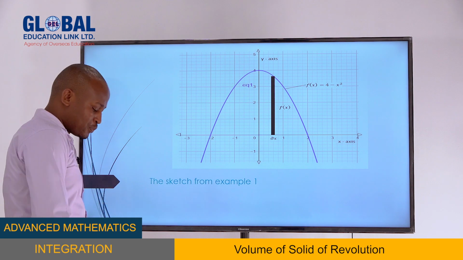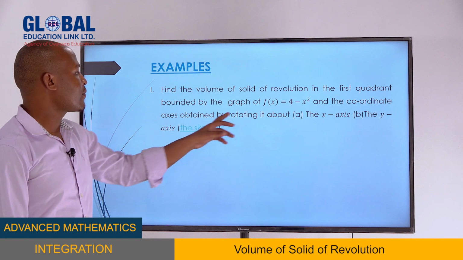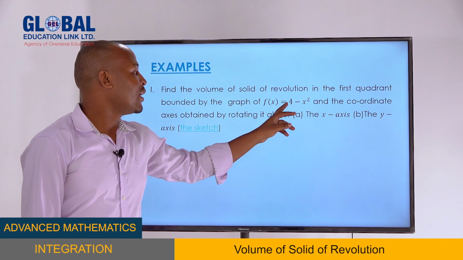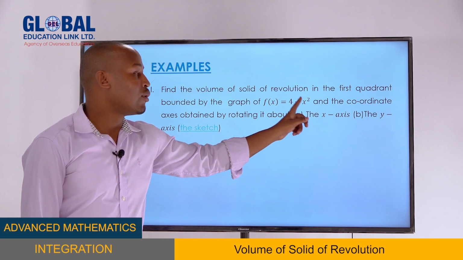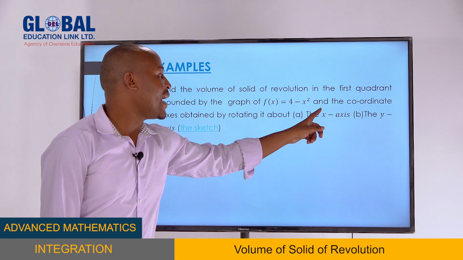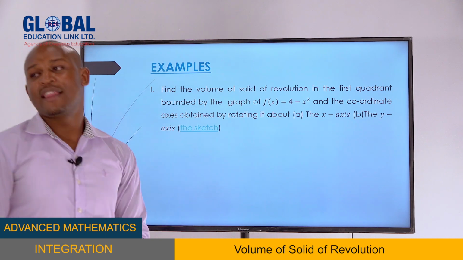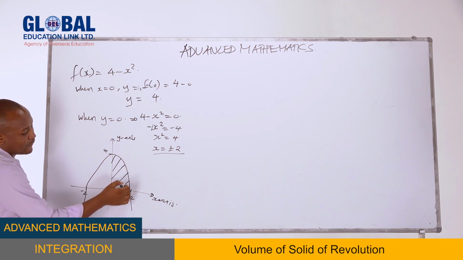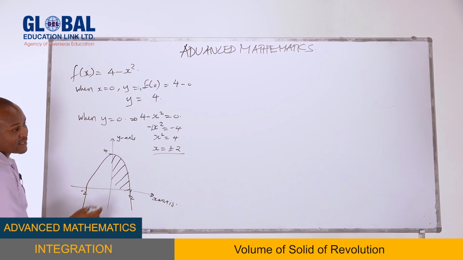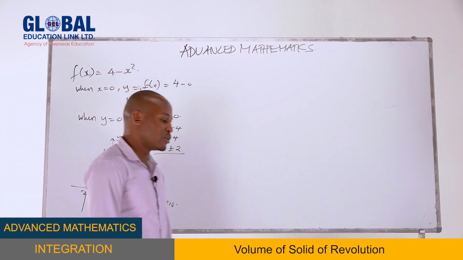But remember, the question said the function f of x is equal to 4 minus x squared and the coordinate axes, that means they bound this function. We are trying to look for the volume of revolution of this part here, not the other part, just this part. That's what we are going to look for.